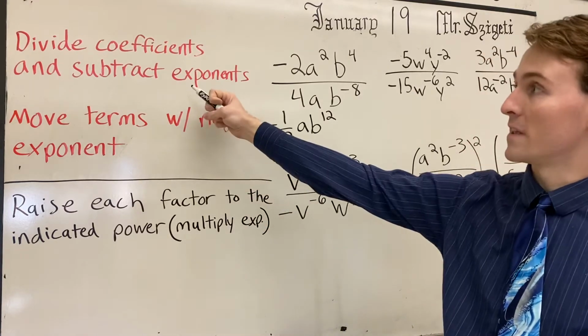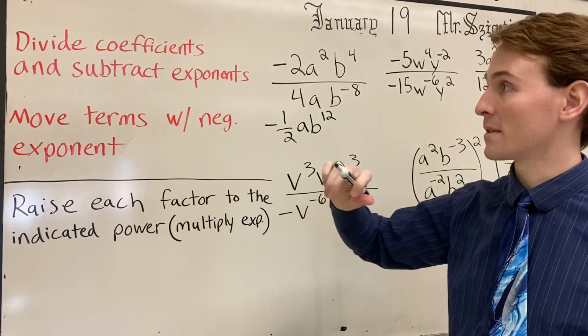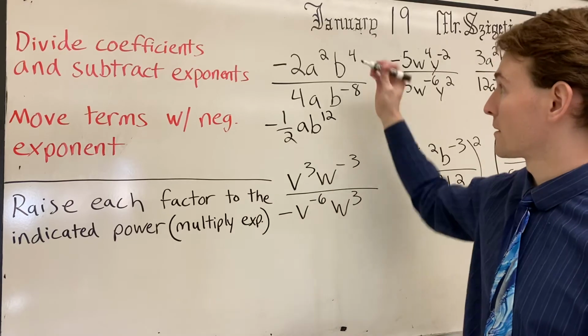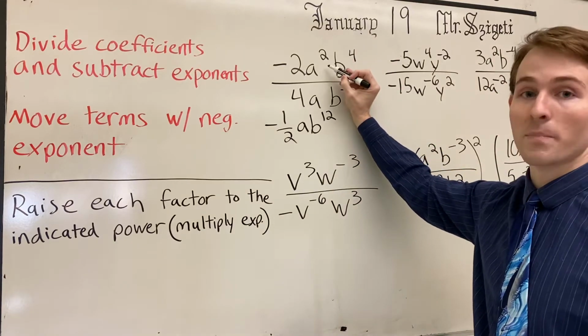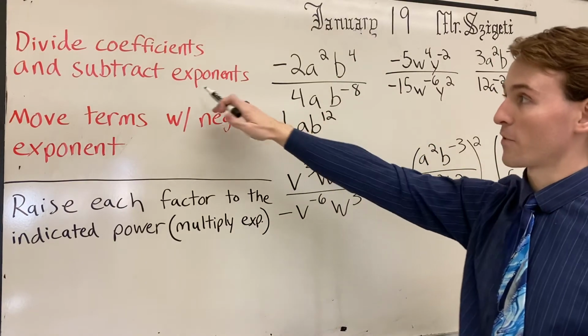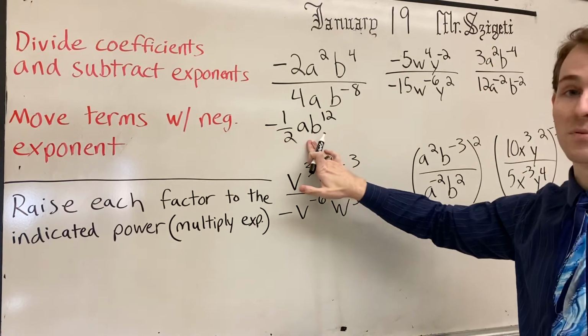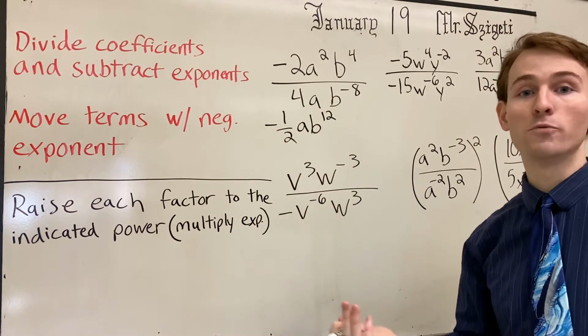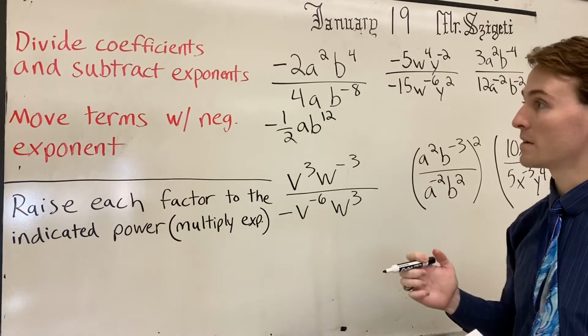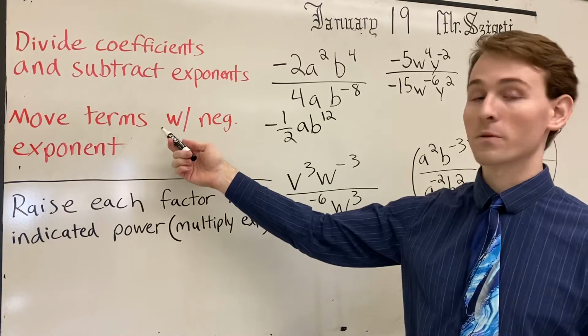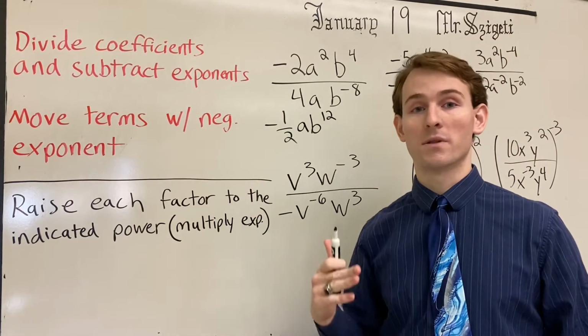Kind of like what I wrote over here. So when you're dividing coefficients, you subtract the exponents. So I divided a to the second power by a to the first power, and I subtracted the exponents, and that's how I ended up with just a to the first power. It's just that 2 minus 1, so always keep that in mind. And then you want to move terms with the negative exponent to the other side of the fraction.